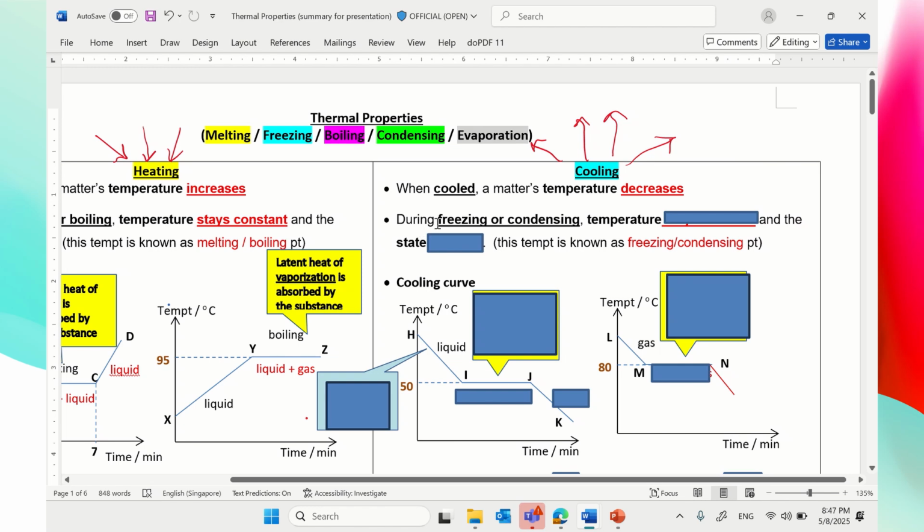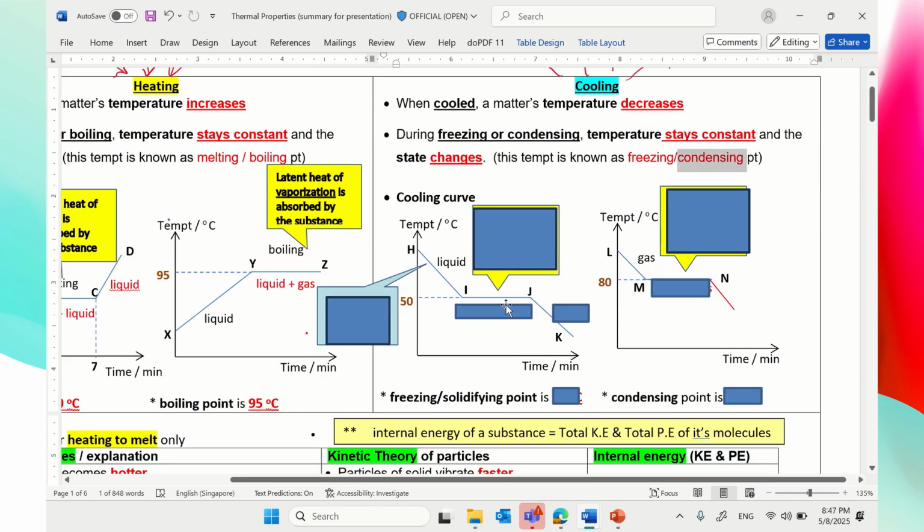You will see during freezing and condensing, since temperature is dropping, the temperature again will stay constant. It will decrease, but when it reaches freezing and condensing, temperature will stay constant and the state changes. This point is known as the freezing or condensing point.